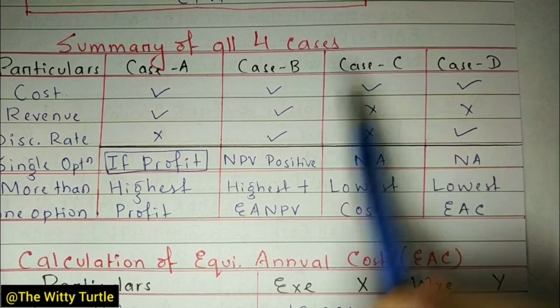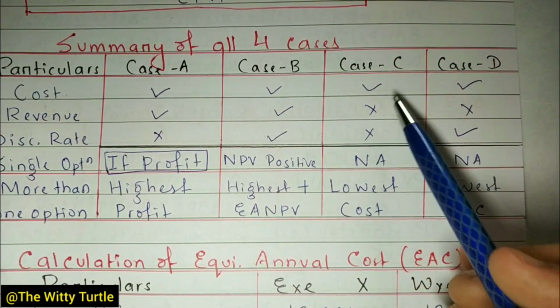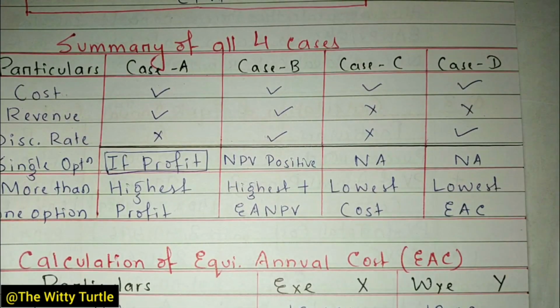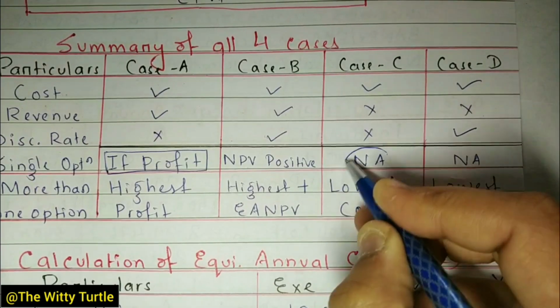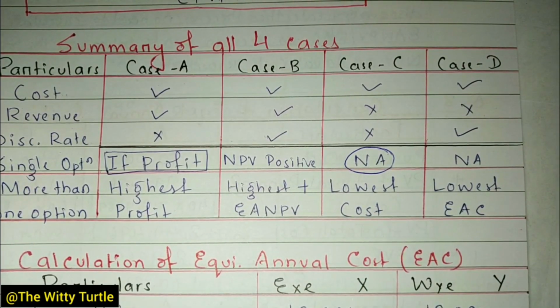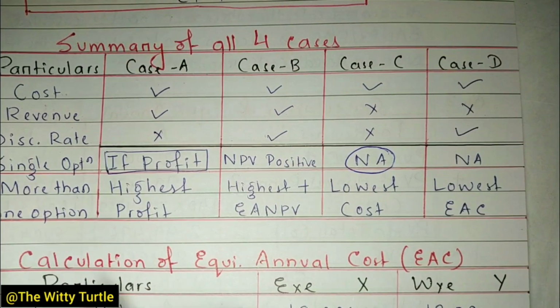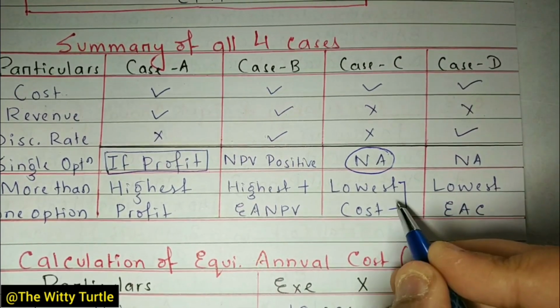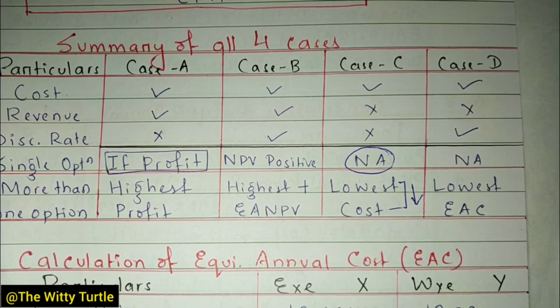The next case says what? If you have only one parameter given, that is the parameter of cost, and revenue and discounting rate both are not given, then there will not be a single option question like that. There will not be any such question. But if you have more than one option, then you have to check for that particular option which has got the lowest cost. You have to go with that option. This is a very common sense thing. If you have only cost given in the question, obviously you have to choose the lowest cost, because if you decrease the cost, then profit will automatically increase.